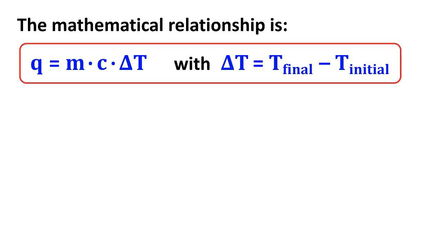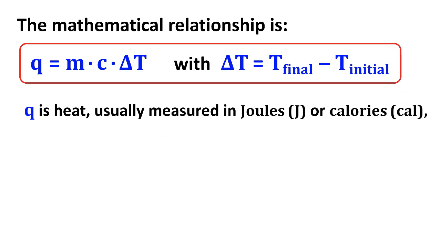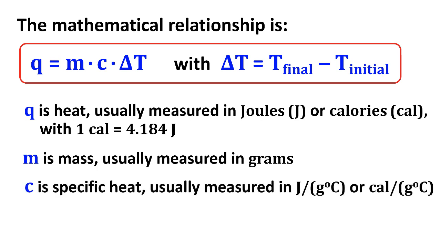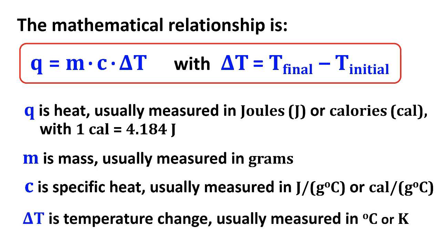And in this relationship, Q stands for heat, which is usually measured in joules or in calories, and it's worth noting that 1 calorie is equal to 4.184 joules. M is the symbol for mass. We usually do mass in grams. C is the symbol for what's known as specific heat, which we usually measure in units of joules per gram degree Celsius or calories per gram degree Celsius. And then delta T is the temperature change, and typically we do this in degrees Celsius or in Kelvin.